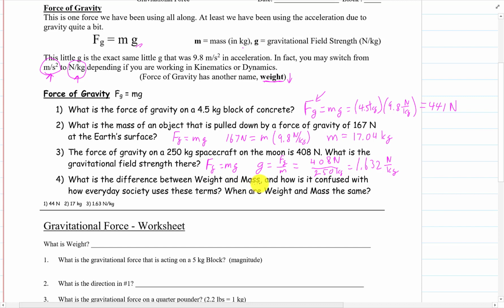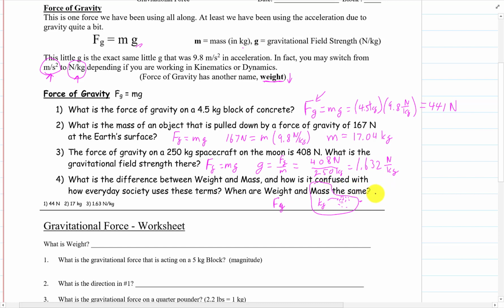What's the difference between weight and mass, and how is it confused in how everyday society uses these terms? When are weight and mass the same? First of all, weight and mass are not the same. Weight is the force of gravity, and mass is the kilograms. Mass is talking about all the protons and neutrons that make this up, and that doesn't change. The mass of an object doesn't change no matter where you put it in the universe, but the force of gravity changes. You put it way out in space, away from everything else, that's practically zero. You put it on Jupiter, and that's going to be a lot. And on the Earth, you multiply this by that. So they're two different things.